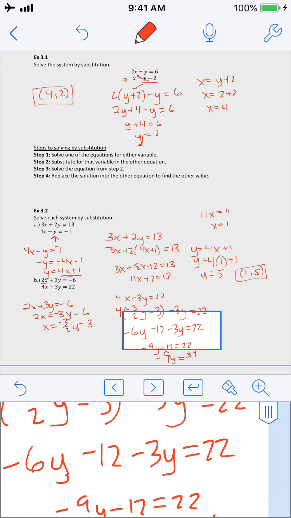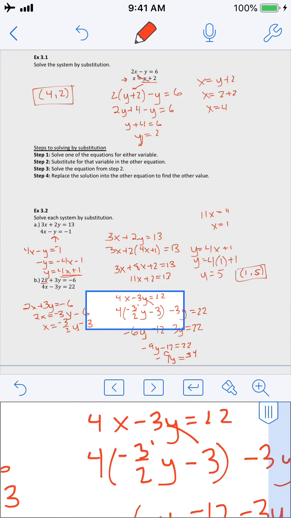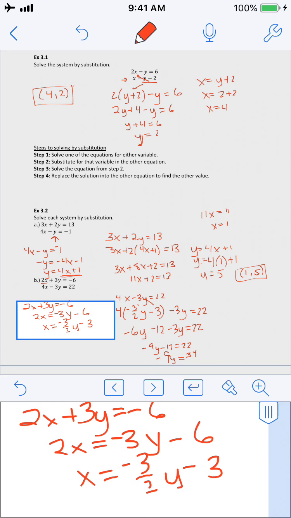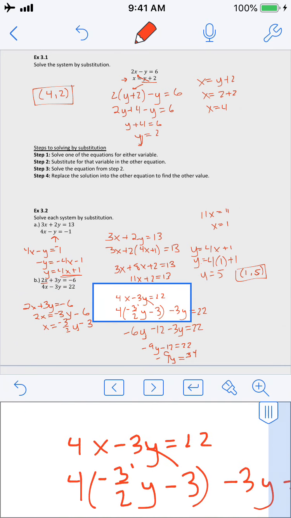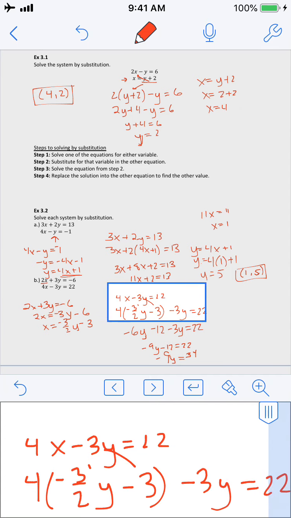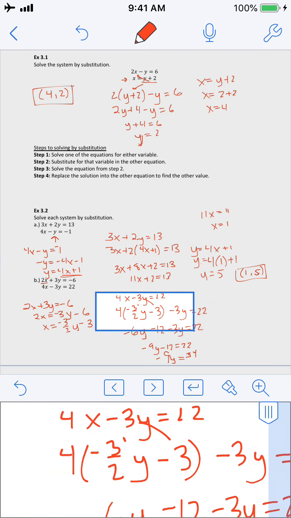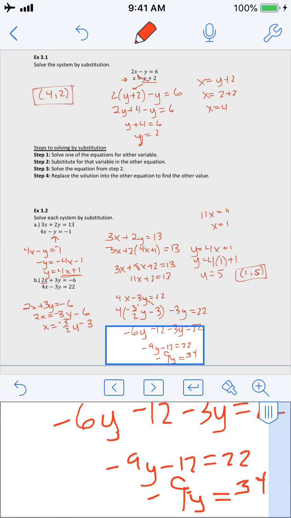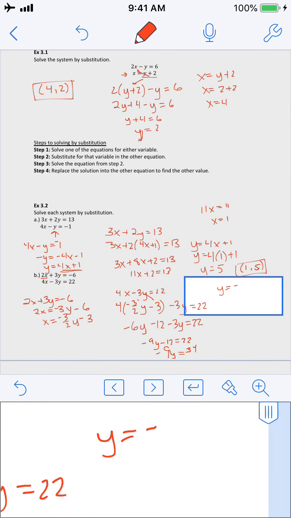Okay, that's a weird number, so let me just double check my math real fast, just in case. That would be negative 12. Over here, minus 3. 3 halves. Minus 3. Negative 6. Yep. Okay. And then that was good. Minus 3y. Yep. Minus 3y. Minus 12. Yeah, it's all good. Okay. It's just an ugly number. So we get y is equal to negative 34 over 9.